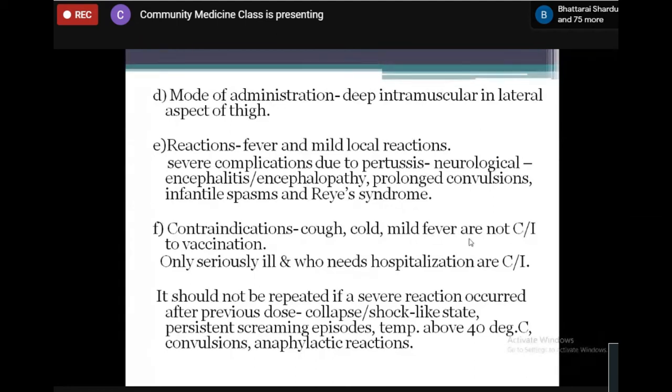Anaphylactic reactions means severe side effects. The child develops rashes, there will be swelling in the mouth, whole body edema can occur. The child may faint also. So if such side effects have appeared in the previous doses, then you can't give the second or third doses. You have to stop it. That's why you have to ask the question.